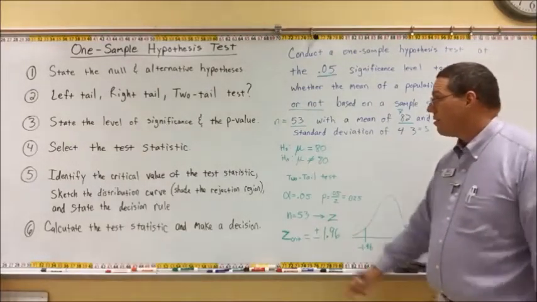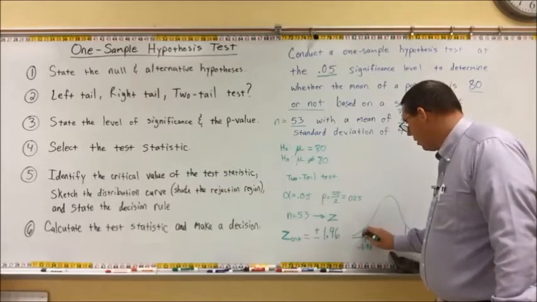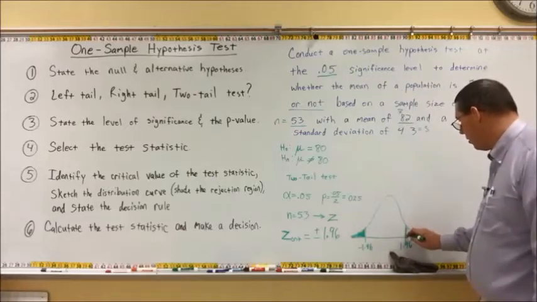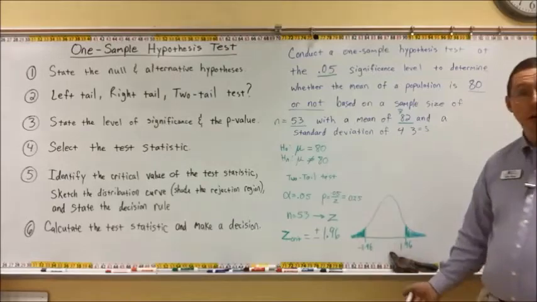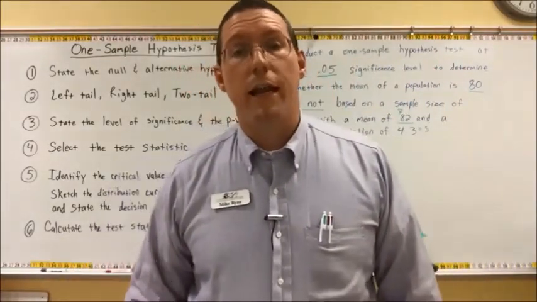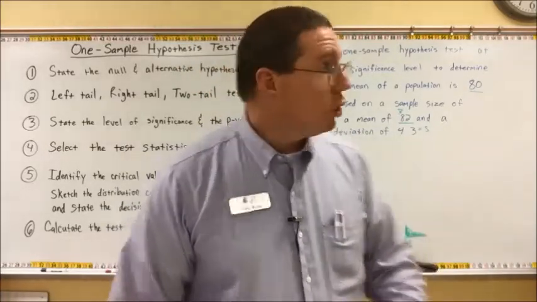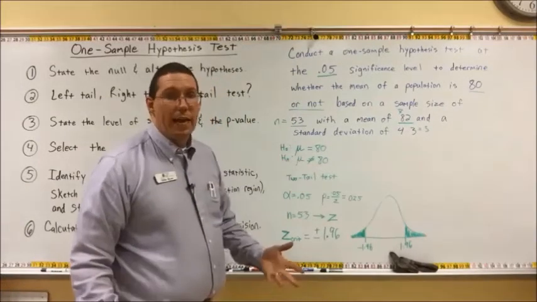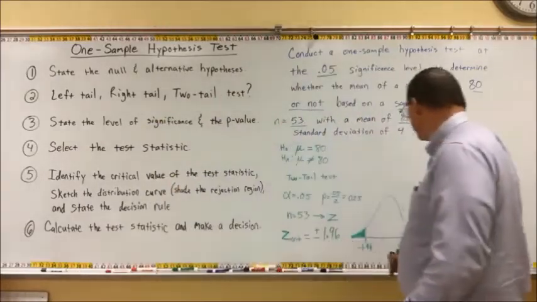And then it says shade the rejection region. So I'm going to shade the area in the tail on the left side, and I'm going to shade the area in the tail on the right side. And so there's two rejection regions, actually. There's a positive tail rejection region and a negative tail rejection region. So either one would show us that the population is not equal to 80. Okay? So we shaded the rejection region, and now we're going to state the decision rule.